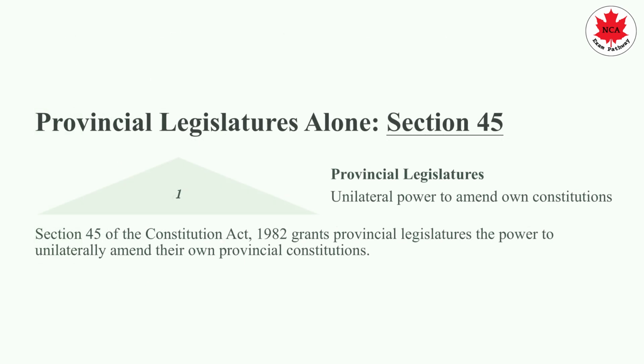institutions. Now comes Section 45 that deals with provincial legislatures alone. It grants provincial legislatures the power to unilaterally amend their own provincial constitutions. This provision allows provinces to make changes to the structure and operation of their own institutions without needing approval from the federal government or other provinces.